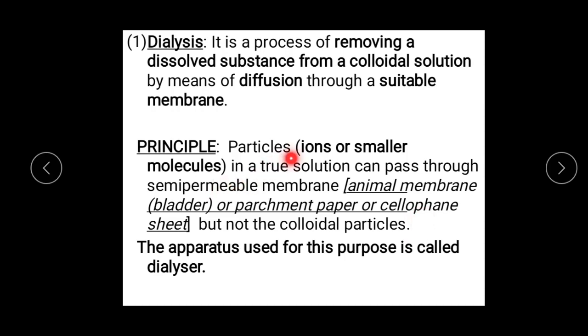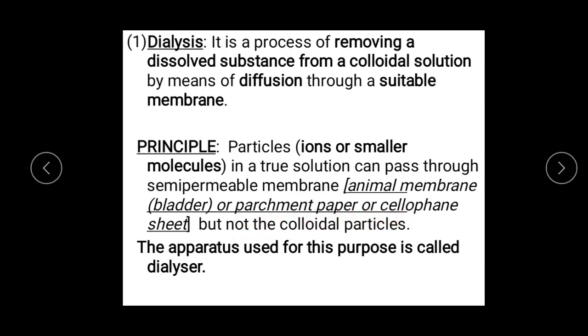Now, what is a semi-permeable membrane? It is a biological or synthetic polymeric membrane which allows certain molecules or ions to pass through it by diffusion under certain conditions. And the materials used as semi-permeable membrane are animal membrane, usually bladders of animals, or parchment paper. Parchment paper is a kind of stiff translucent paper, or cellophane sheet, which is a thin transparent wrapping material. So you have to remember, semi-permeable will not allow the colloidal particles to move out.